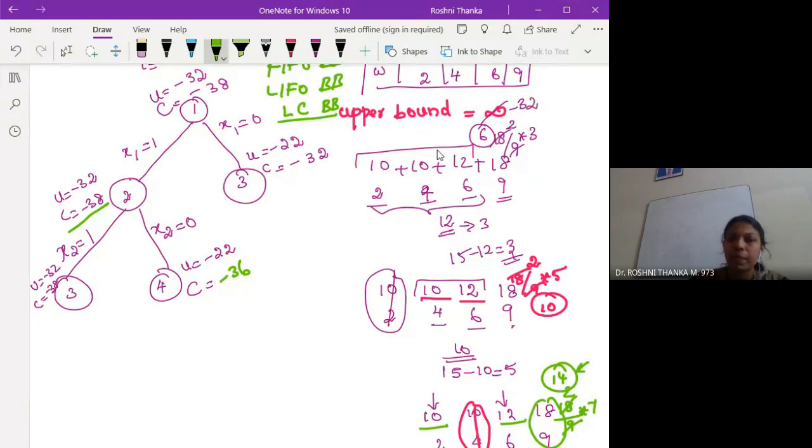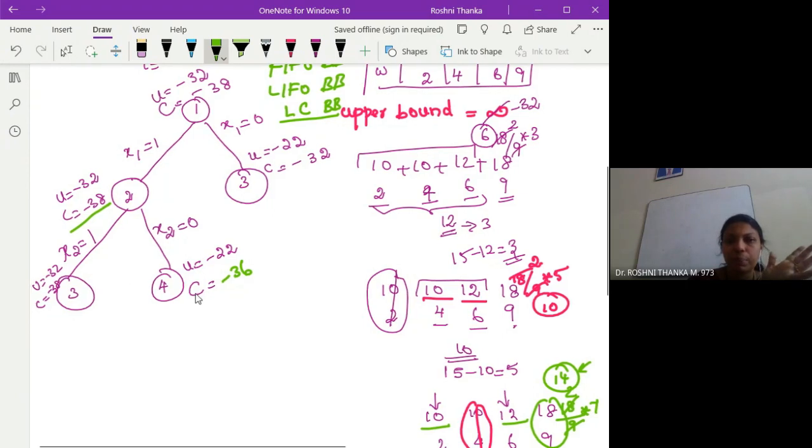So no problem, we can proceed. Next question is, by which node we want to proceed. As I told you, whichever has the lesser cost, through that way only you have to proceed. So when you see all these three nodes, this third node, the fourth node, and this is the fifth node, out of 4, 5 and the third node, the fourth node's cost is minus 38, which is the lesser value. So we are going to proceed with that.